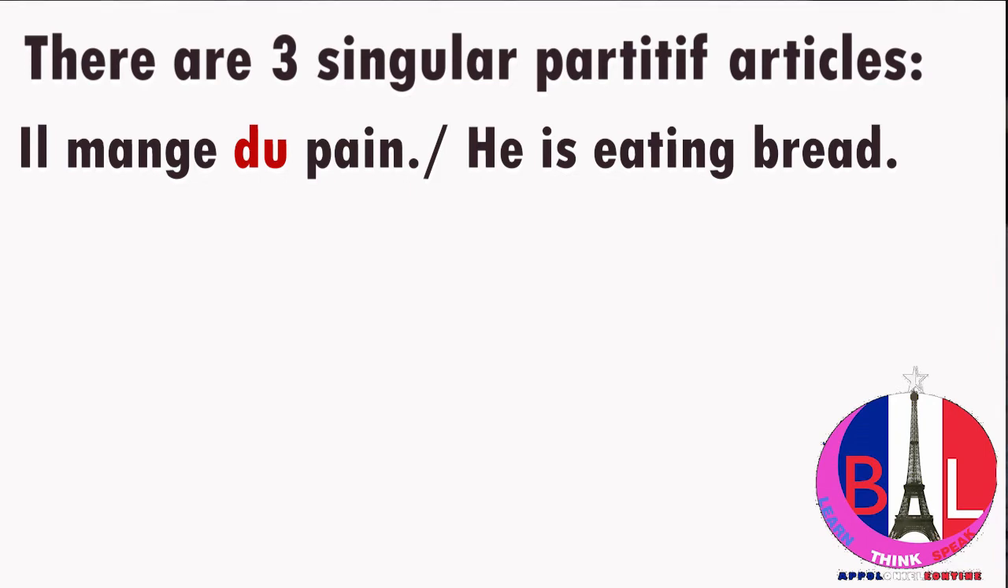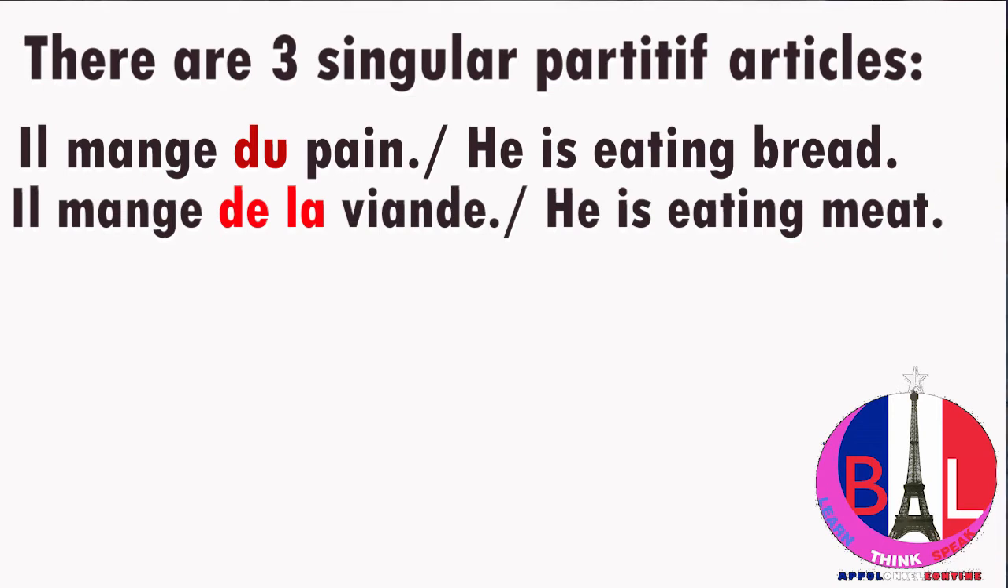Now let us use de la. That is the feminine partitive article. Il mange de la viande. He is eating some meat. Viande here is a feminine noun, that is why we use de la.